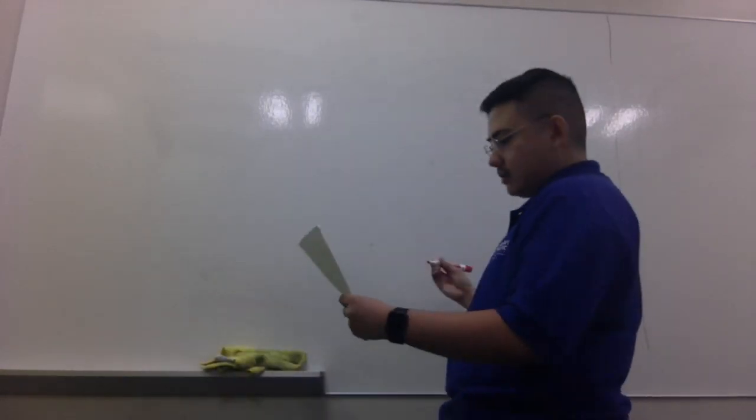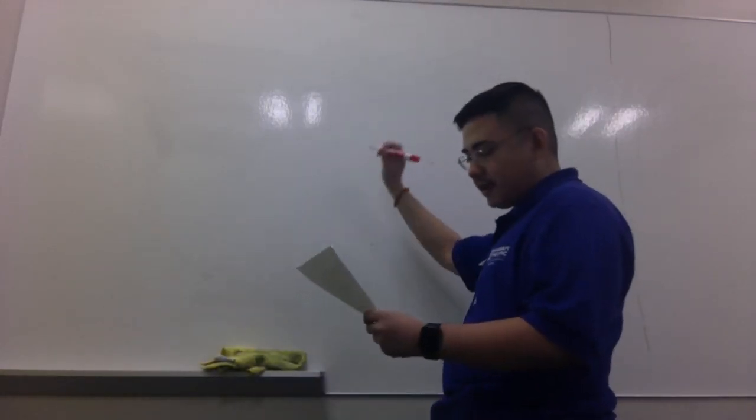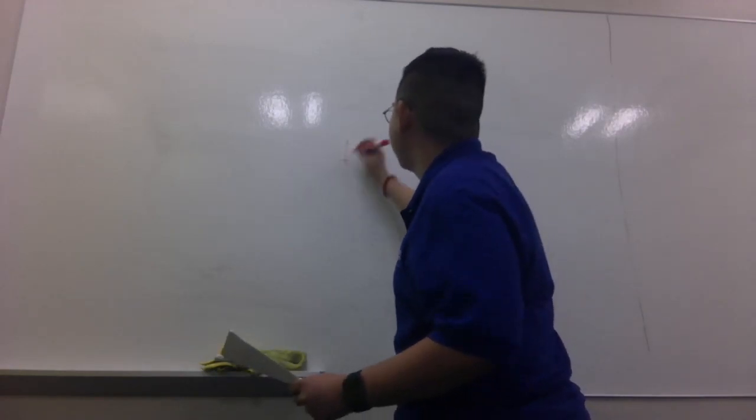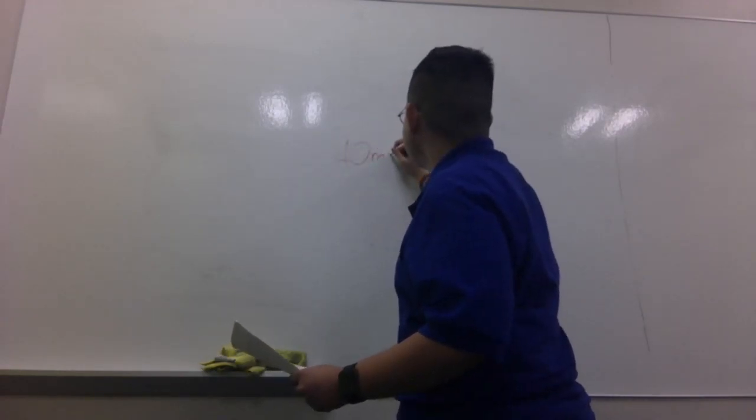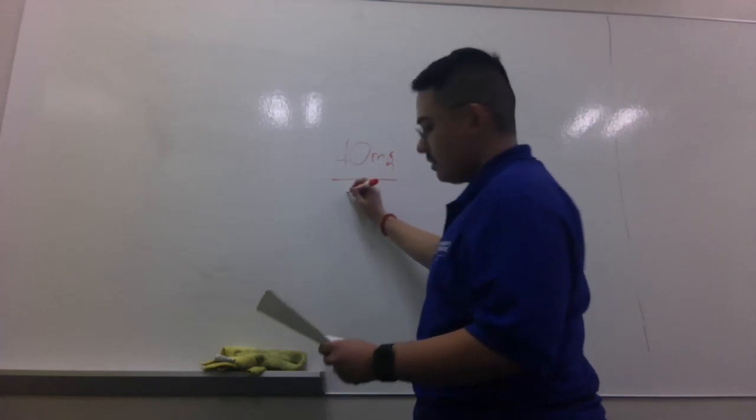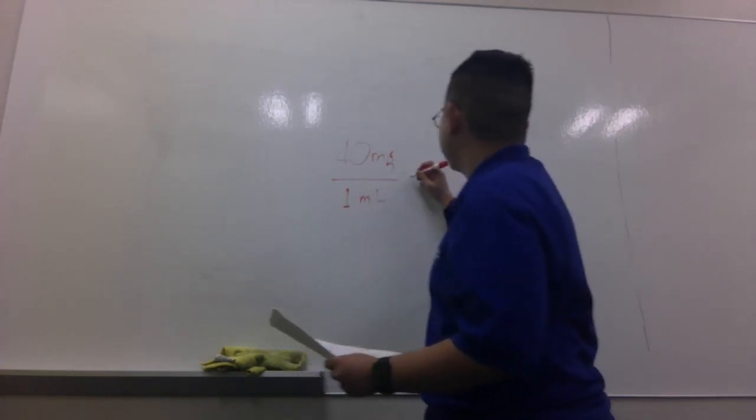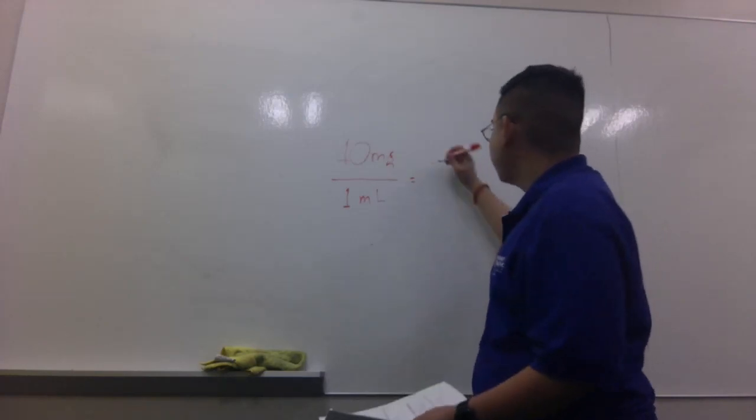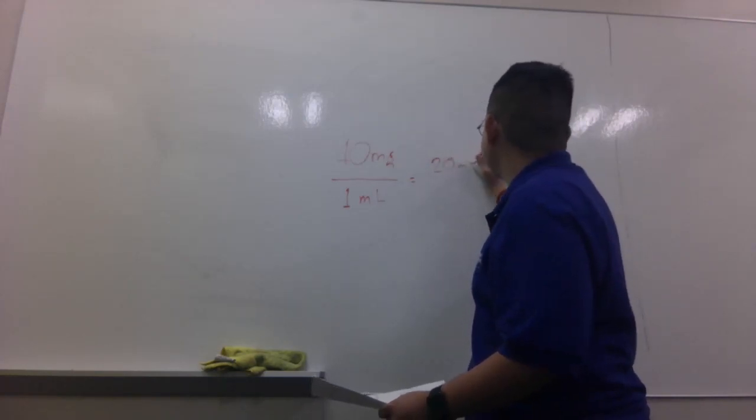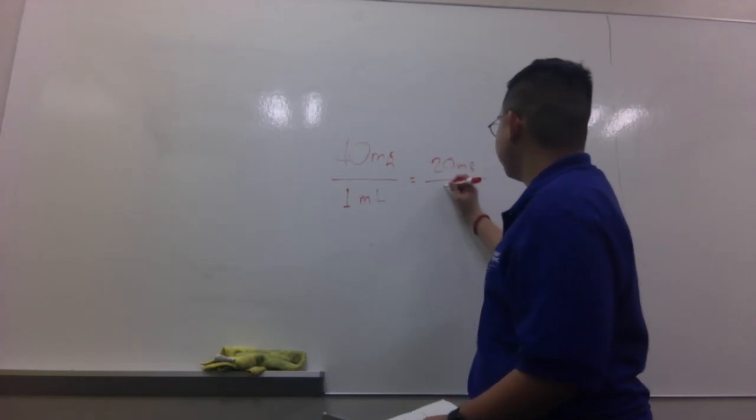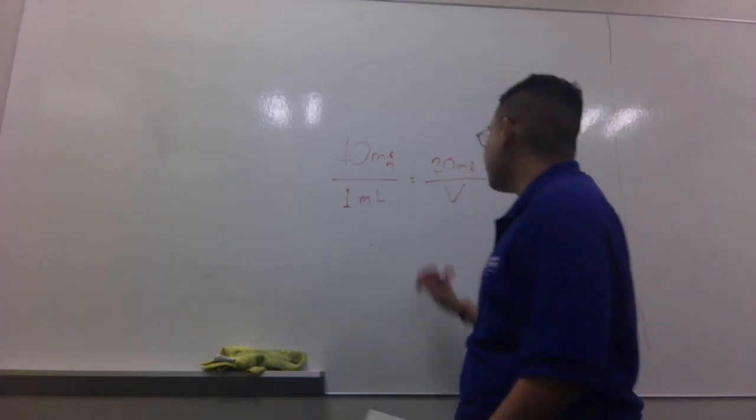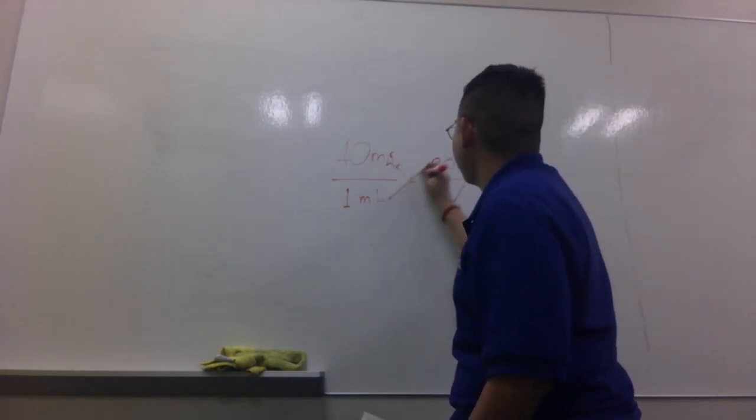All right. So the vial that's ready is 40 milligrams in 1 ml. And the doctor ordered 20 milligrams. So we're just going to find the volume. Same deal. Cross multiply.